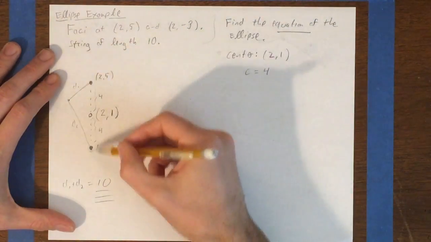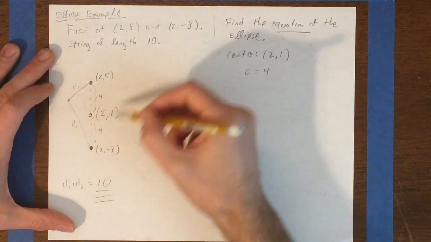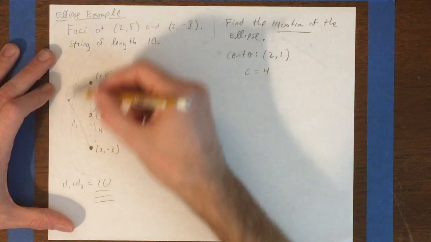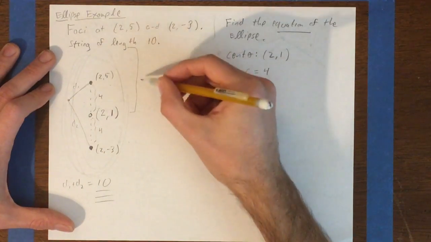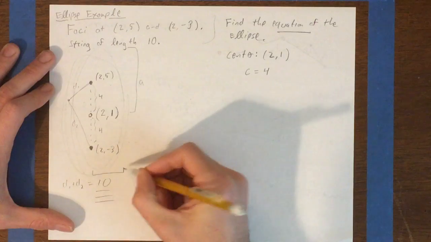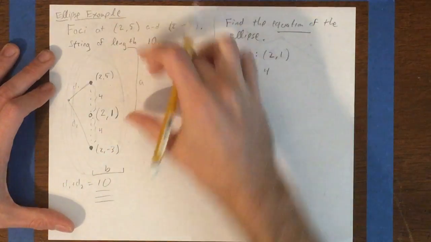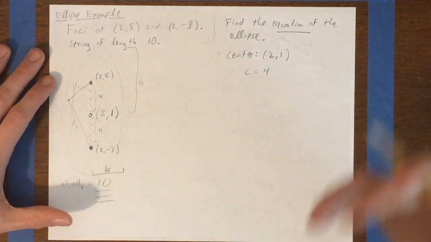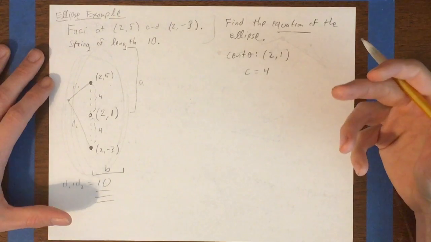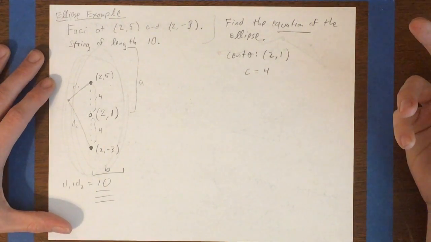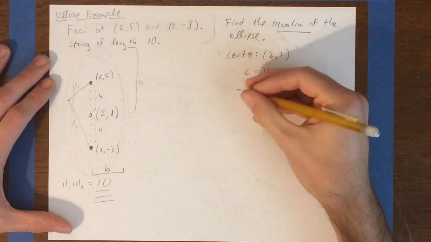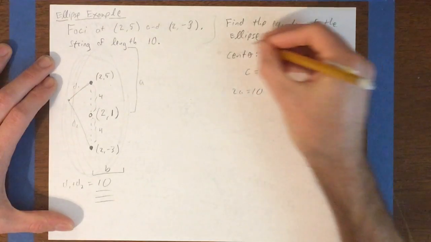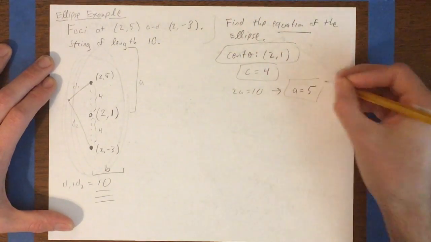So in this case, with vertices oriented along a vertical line, our ellipse is going to look something like that. It's going to be more of a vertically oriented ellipse, which means that this distance is going to be a this time, and this distance is going to be b, right? So a and b, respectively. a is exactly half of the length of the string. That's what we found out in the last video, right? 2a is the length of the string. So if 2a equals 10, then we're going to get from that a equals 5. So we have our center, we have our c value, and we have our a value.